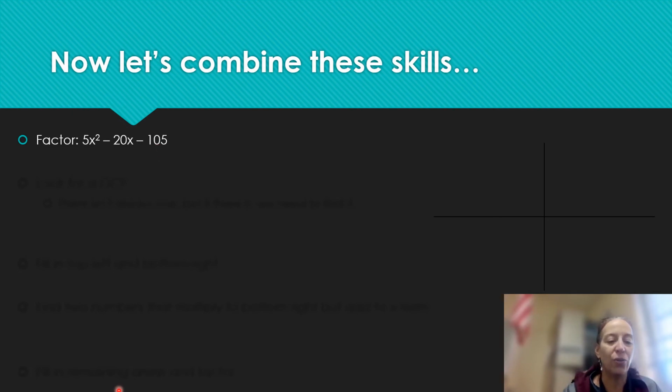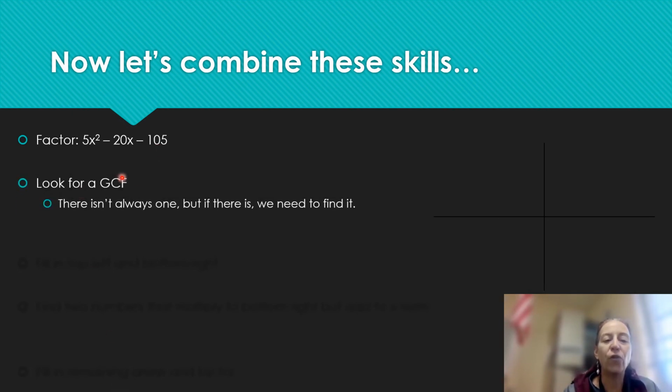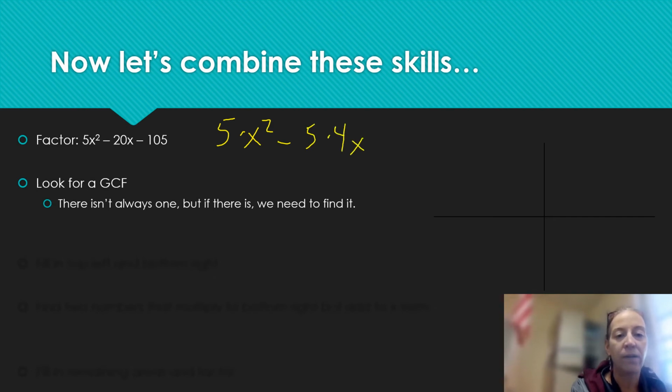Here's the good news. Look for a GCF. There is not always a GCF, but if there is, we need to go and find it. Now, good news with this problem is I have 5 times x squared, 20 ends in a 0, and 105 ends in a 5, which means that all of those have a 5 in common. So I'm going to see if I can find the common factor here. It's going to be 5 times x squared minus 5 times 4x.